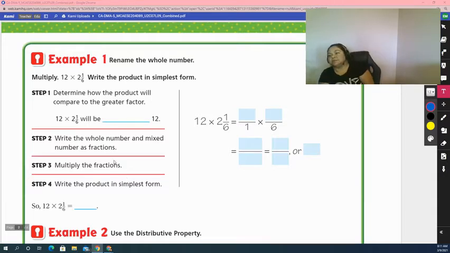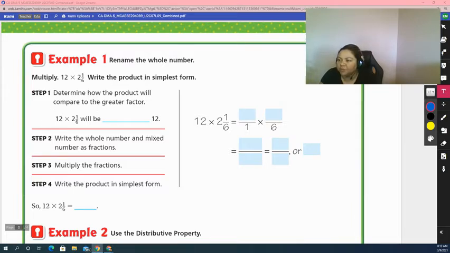So example 1 says rename the whole number. That's basically what we're doing when we're multiplying with whole numbers. With mixed numbers, we have to rename it so that it's a fraction greater than 1. So here we're multiplying 12 times 2 and 1/6. So we have a whole number times a mixed number. And basically, we will need to write 12 as a fraction. We already know that, right? If you write 12 as a fraction, it will be 12 over 1. The denominator would be 1.